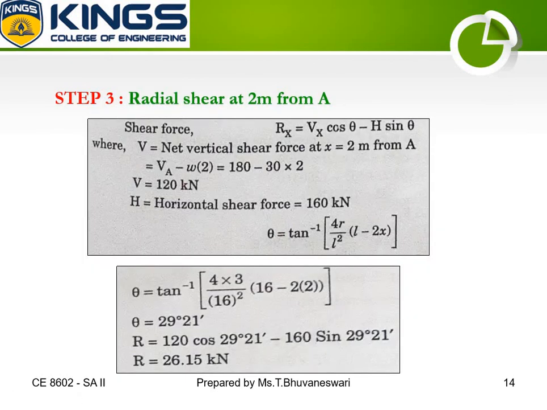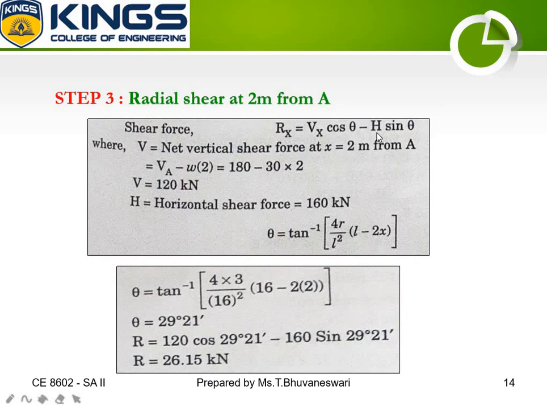Then step 3, radial shear. As you all know, the radial shear is the total force acting along the radial direction. We can find it simply by using this formula: Rx is equal to Vx cos theta minus H sin theta. Here theta can be determined by using this formula: theta is equal to tan inverse of 4 into R divided by L square, into L minus 2X, where R is the rise, 3 meter, L is the length of the span, 16 meter, and X is 2 meter. By substituting those values we will get the value of theta.